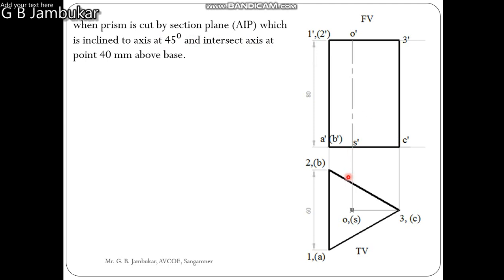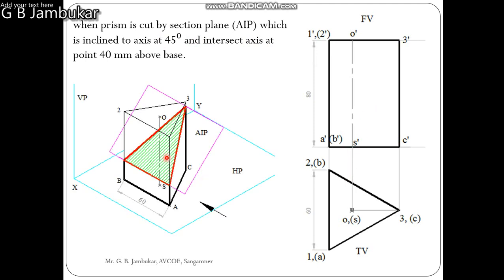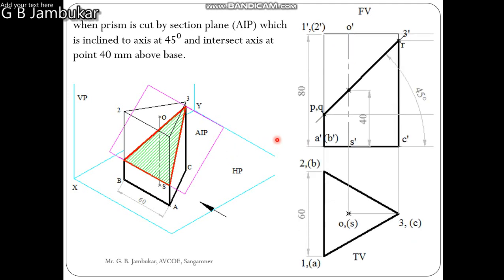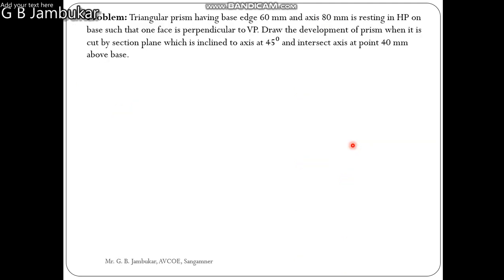So I am going to show how the line will appear. This is the section plane and the line will be in this way. The angle is 45 degrees and it cuts the object. So the cutting portion is shown, and this point is 40 mm above the HP, or above the XY line, above the S dash. Okay, so we will continue with the problem.